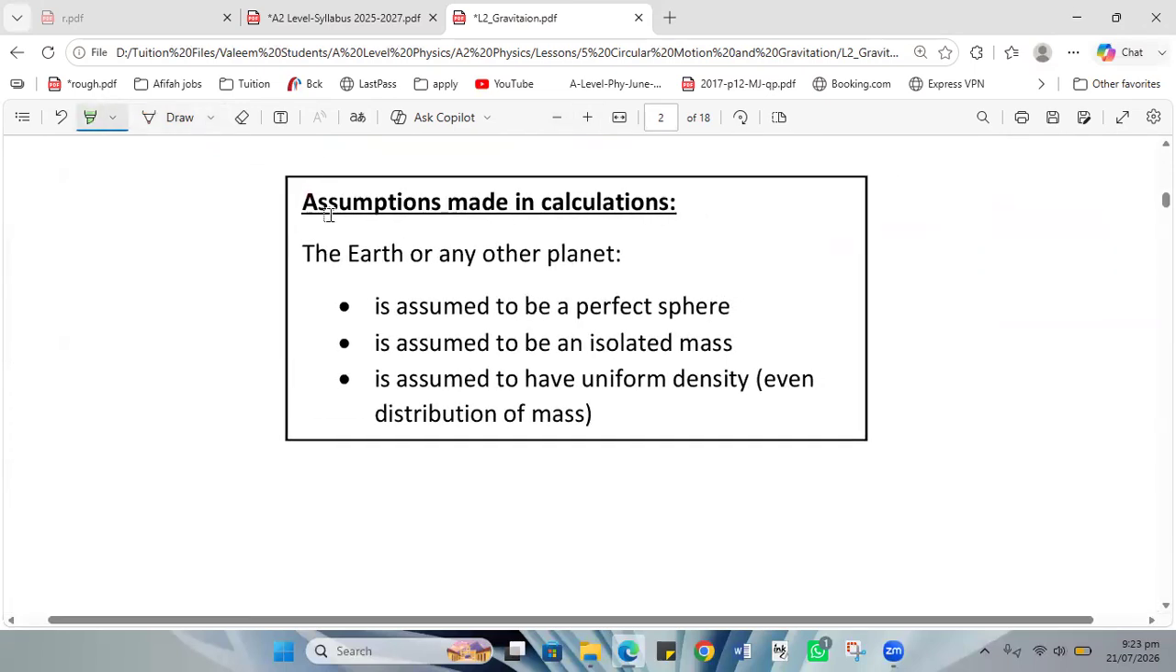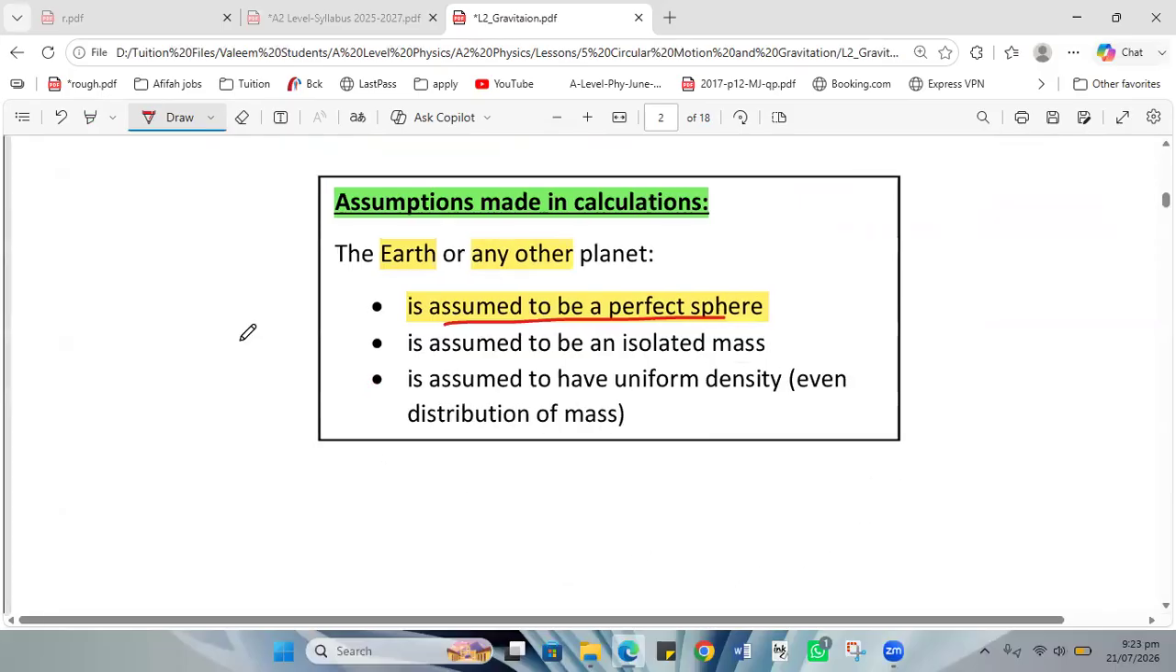These are some assumptions that you need to know. These assumptions are carried out throughout the gravitation topic. Number one, the Earth or any other planet is assumed to be a perfect sphere. In reality, planets are not perfect spheres. In reality, the Earth is like an oval, something like this. It is not a perfect sphere. But in all the calculations, we assume it to be a perfect sphere.